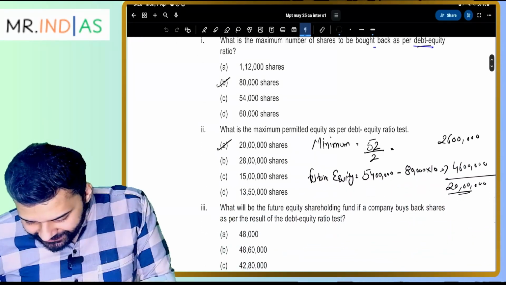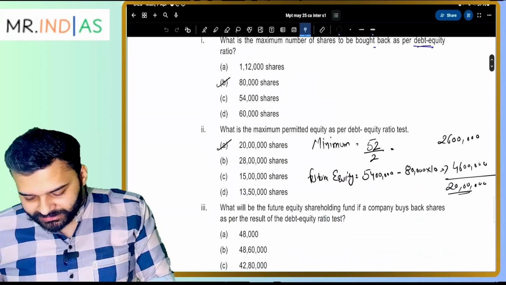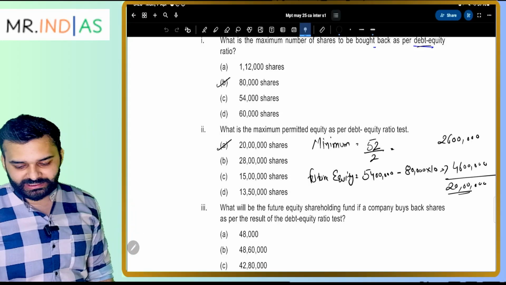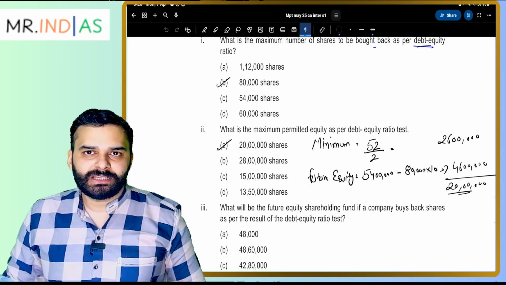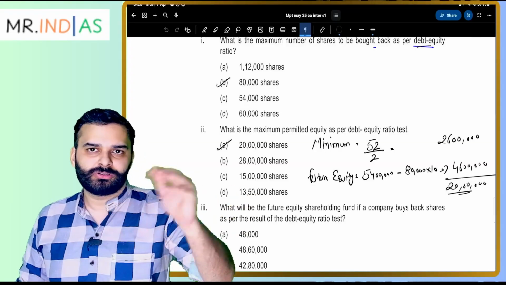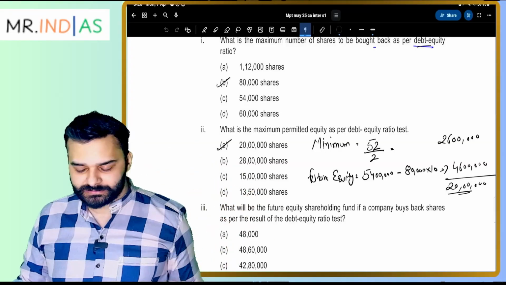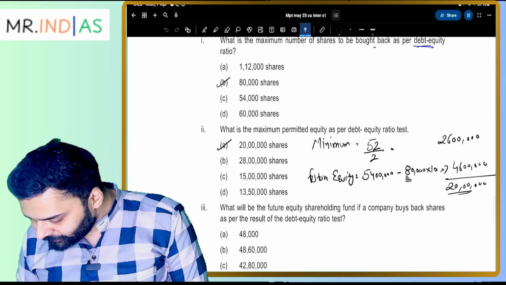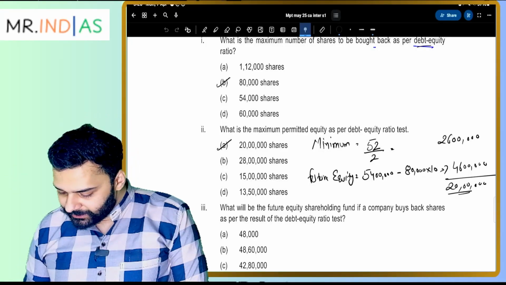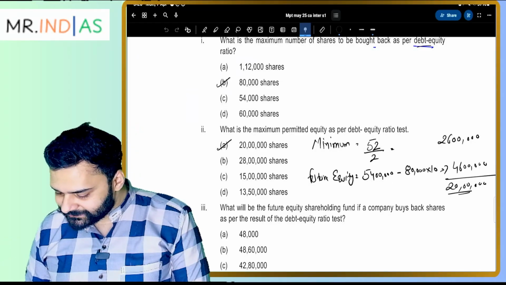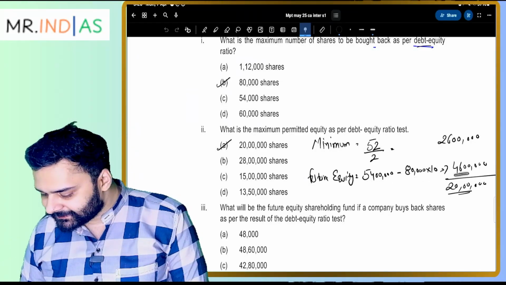Okay. What is the maximum permitted equity as per the debt equity ratio test? The maximum permitted equity means the equity amount that you can write off your losses, CRR or other stuff. So if you bought back 80,000 shares at rupees 10, so 8 lakh of capital is bought back. 54 lakh equity total capital and reserves you have minus 8 lakh of equity, you have 46 left.